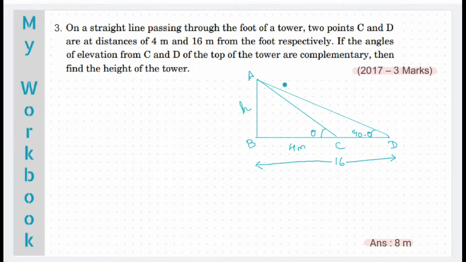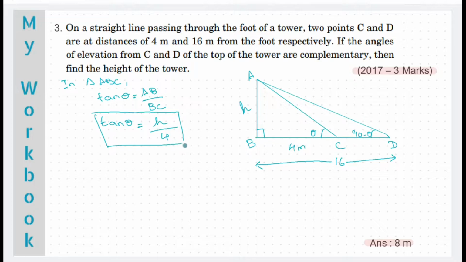Let it be h. So first let's consider triangle ABC. In triangle ABC, what is tan theta? It is AB by BC, opposite side by adjacent side. We do not know the value of theta, so let it be tan theta as it is. AB, we have assumed it as h, denoting the height of the tower, by 4. So let's keep it aside and let's move on to the second triangle.